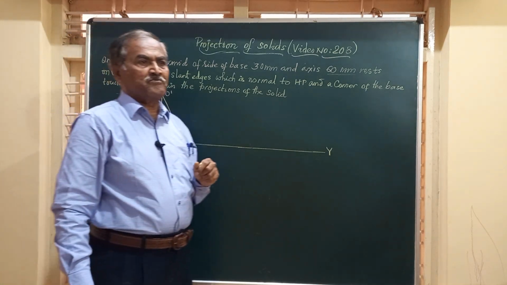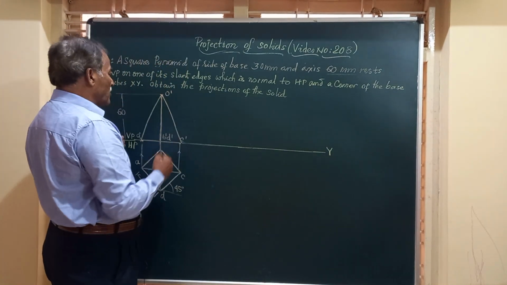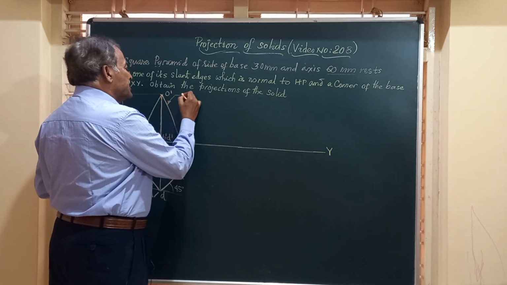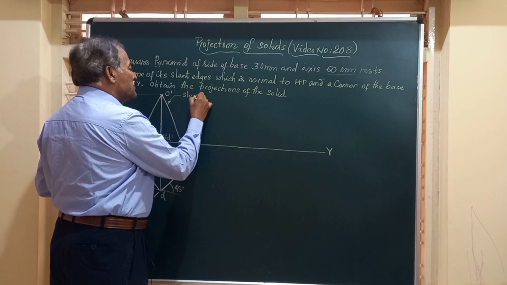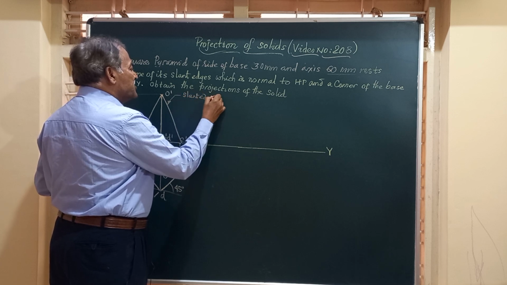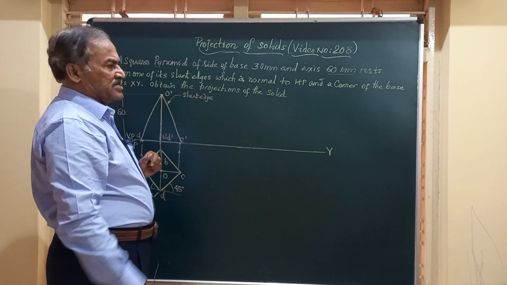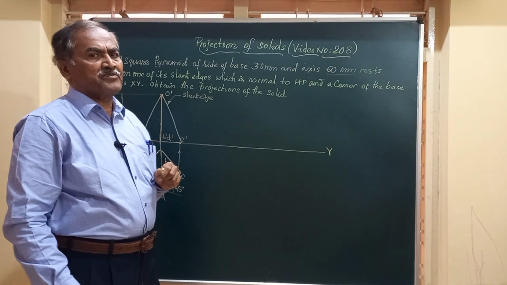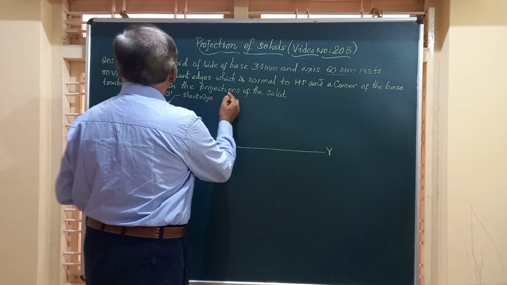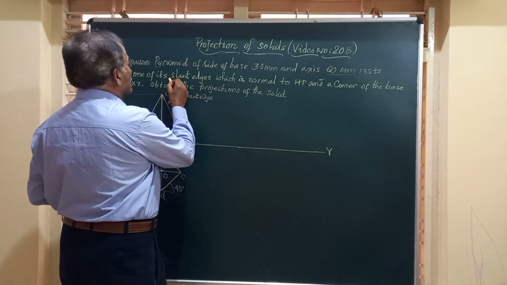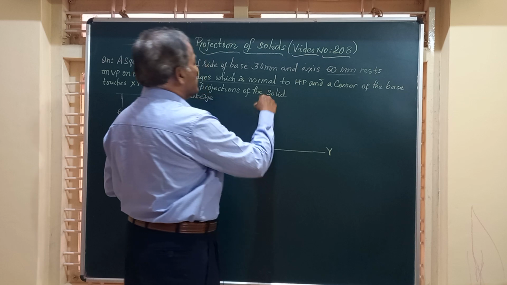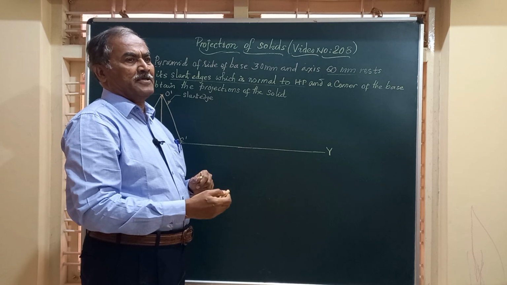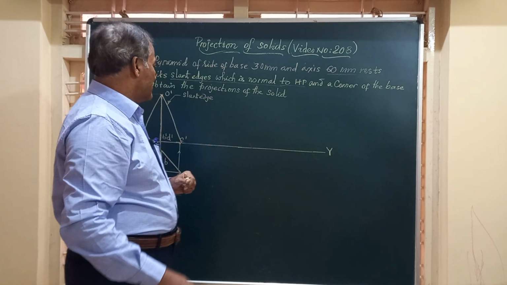A, B, C, D. Friends, in the front view you have got this line O dash C dash, which represents one of the slant edges of the solid. But this O dash C dash is at an angle to XY. In the question he says this slant edge is normal to HP. So whenever this is normal to HP, you see this as a line perpendicular to XY.